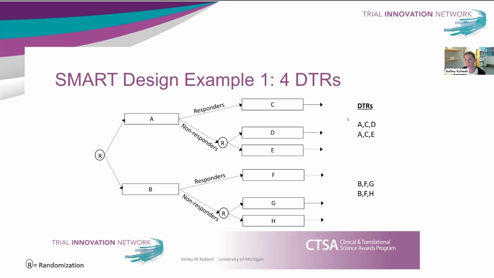And in fact, in this most commonly used SMART design, there are 4 embedded dynamic treatment regimens, which I've outlined to the right here. 2 that start with treatment A and that differ for the non-responder treatment, and 2 that start with treatment B and again differ for the non-responder treatment. But each of these dynamic treatment regimens includes 2 pathways in the SMART design, such that we know from the start what do we do for those who respond and what do we do for those who don't respond.